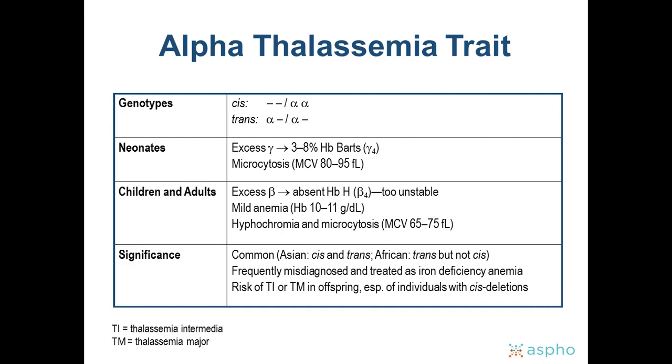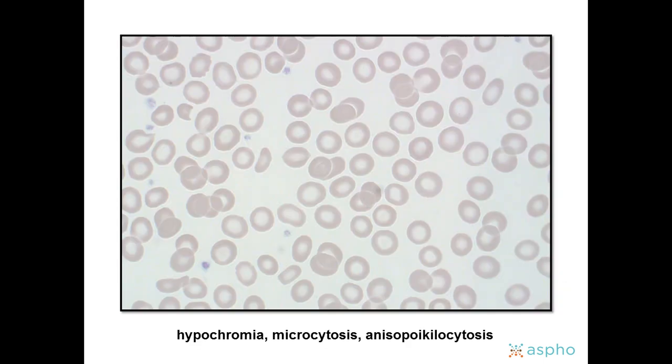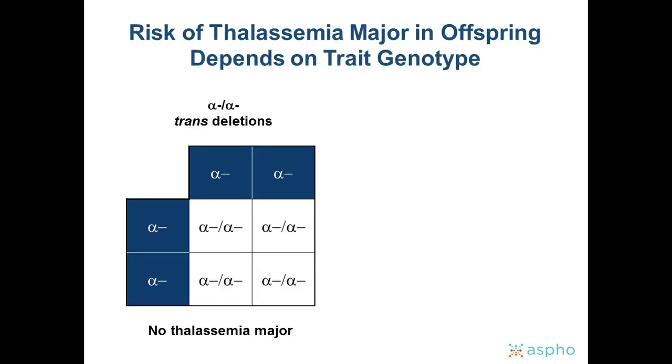Okay? It's frequently misdiagnosed and treated as iron deficiency, and then of course there's risk to offspring depending on how you mix and match. So I can show you this for alpha or beta thalassemia trait. There's hypochromia, there's microcytosis, there's a bit of anisopoikilocytosis. Not too much in the way of target cells. Tend to see more target cells in beta thalassemia.